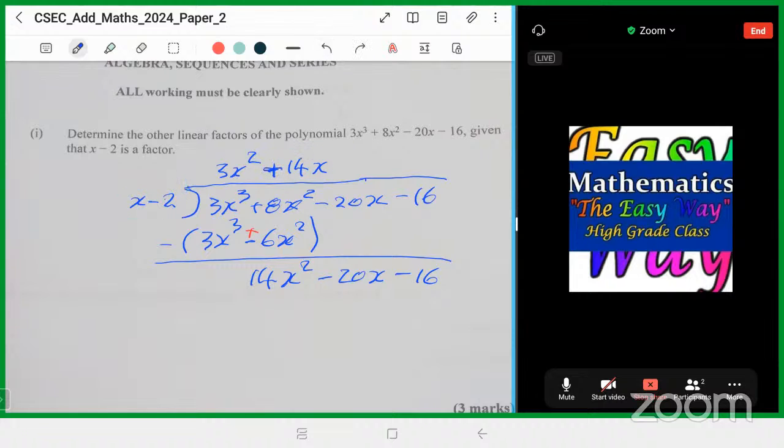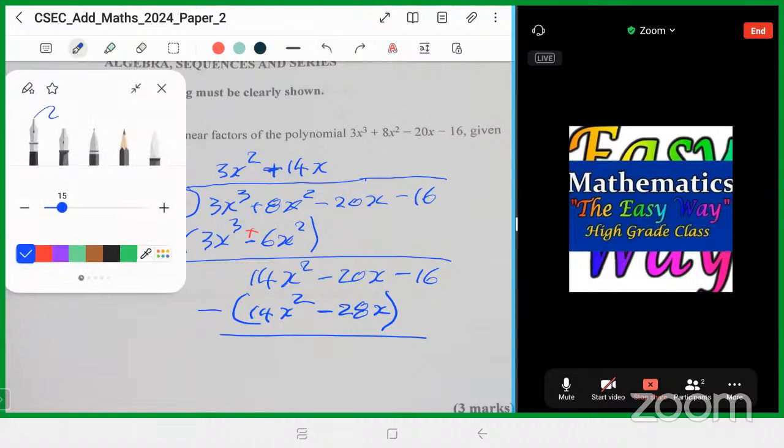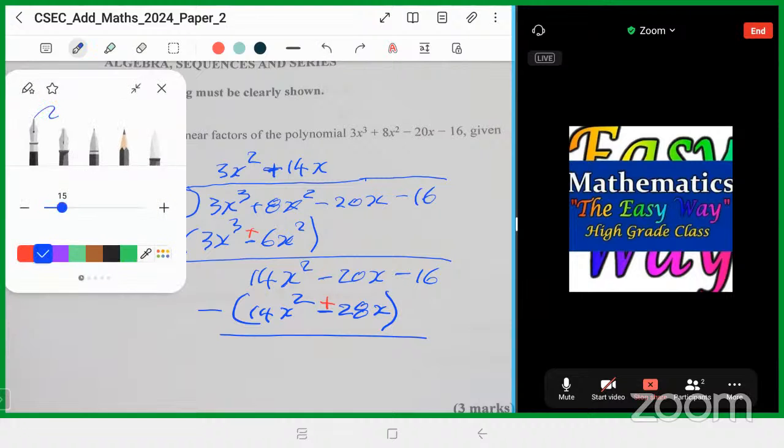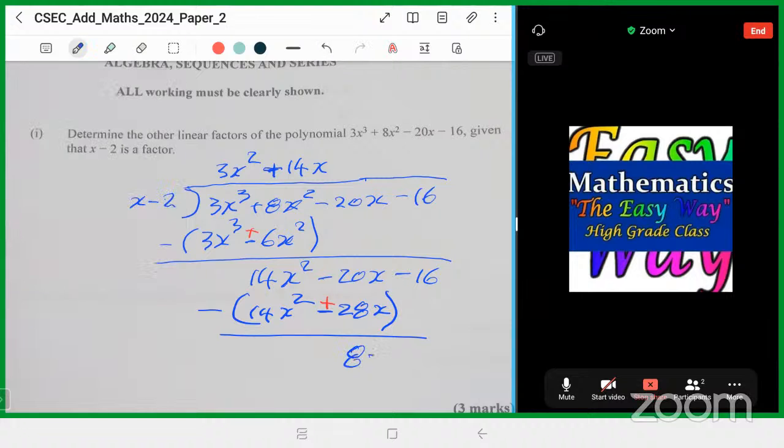That will give me 14x squared, and I'm getting 28x. And I'm going to be subtracting. So again, this minus makes it a plus. I'm going to put a small plus here. And so it becomes plus 28x minus 20x. 28 minus 20 is 8. So I'm getting 8x minus 16.